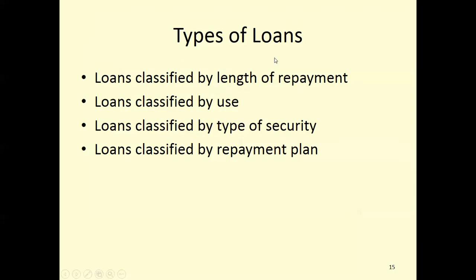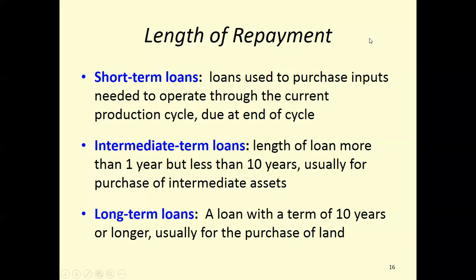So we can talk about loans by the types or the length of repayment. We can look at them by use. We can look at loans by their type of security and by their repayment plan. Let's look at loans by their length of repayment. A short-term loan is a loan used to purchase inputs needed to operate through the current production cycle, due at the end of the cycle. So we should think of a short-term loan like an operating note. It's a very short-term loan.